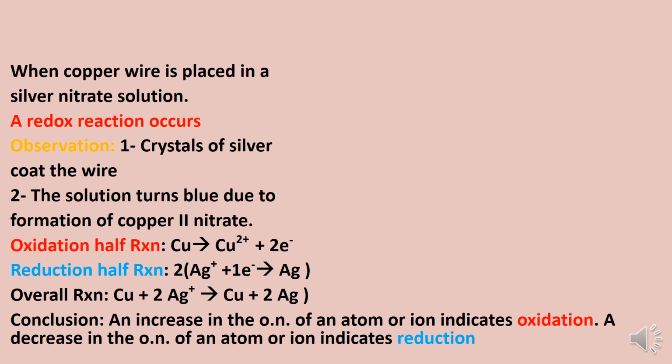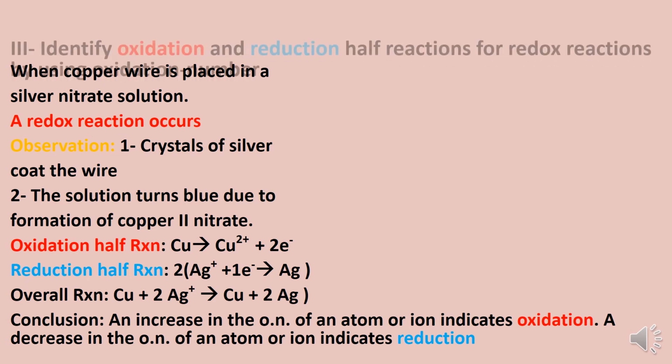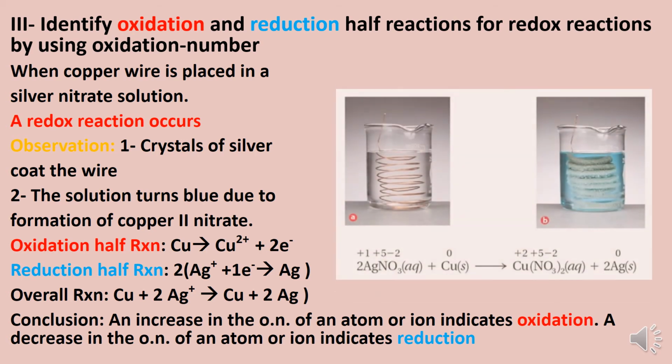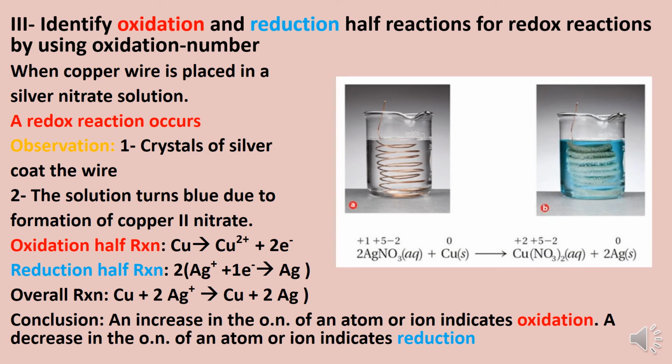Now let's move to the third objective, which is to identify oxidation and reduction half reactions for redox reactions by using oxidation number. Here we have an experiment. In the beaker, we put copper wire and dipped it in a silver nitrate solution. What we get is a redox reaction.